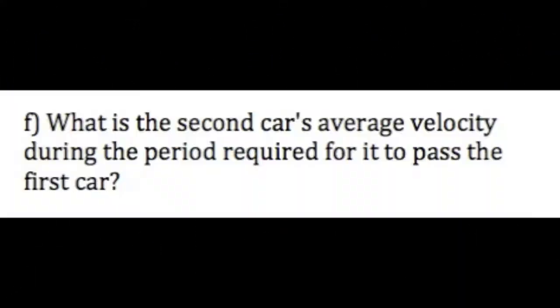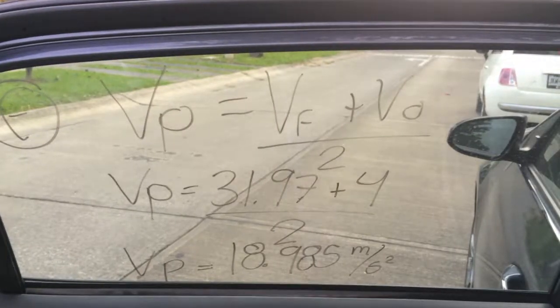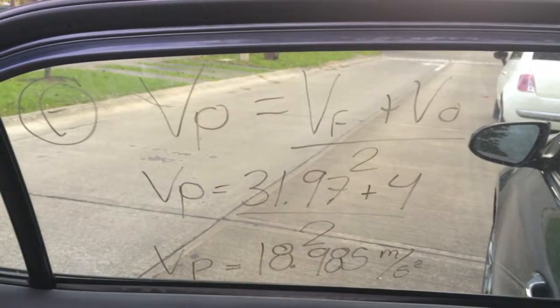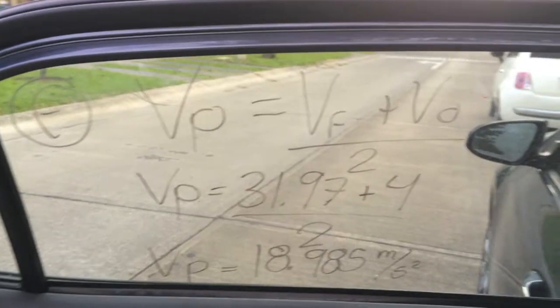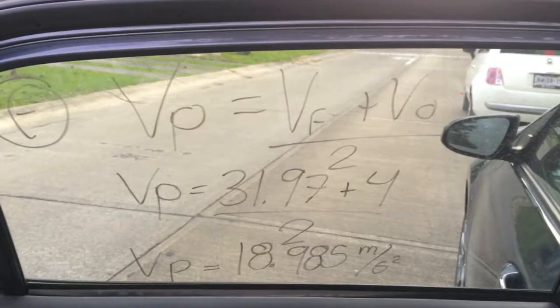For F, we want to know the average velocity for when the second car passed the first one. So we use the formula average velocity equals final velocity plus initial velocity over 2. So we only have to substitute values and we get 18.985 meters per second.